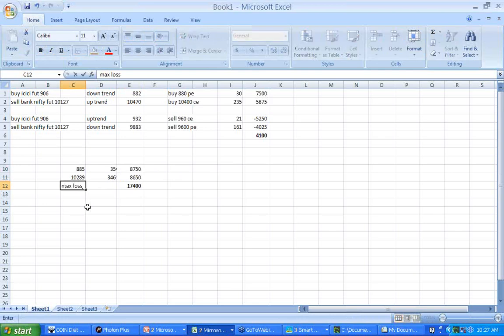Max loss. What is the max profit? Max profit: I have bought 960, so 960 minus your 906, plus the 21 rupees you have got, minus 30. So this is the 906.